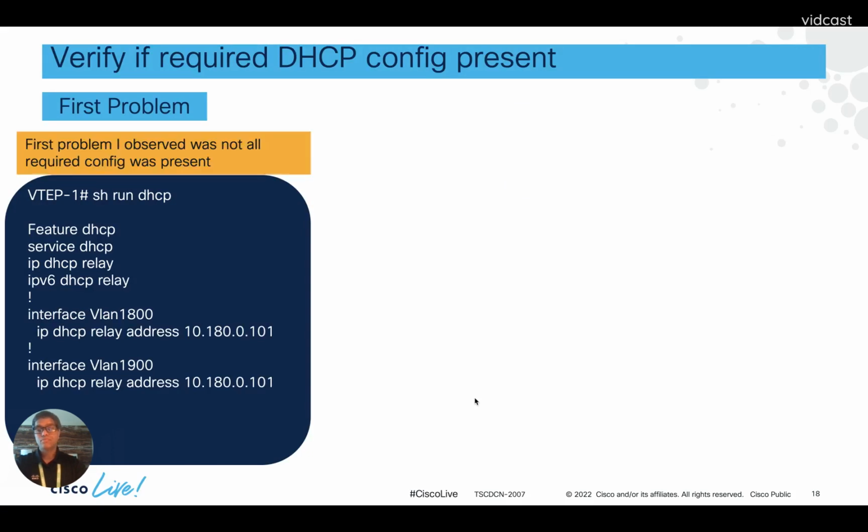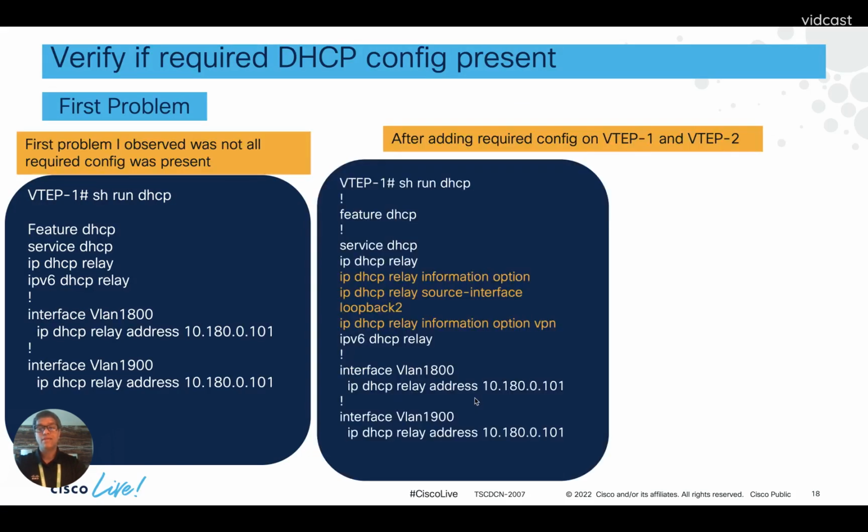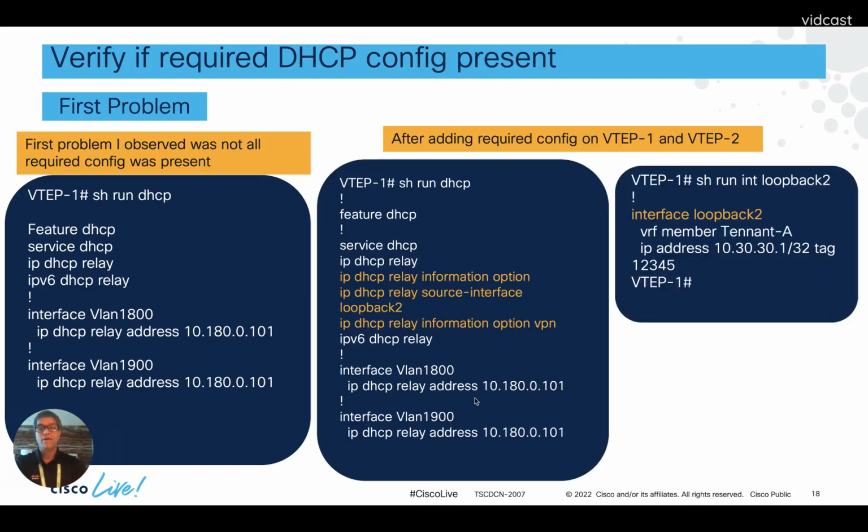I can see option 82 was not enabled, on the left you can see, and the unique loopback IP address was not configured. So that was the first problem I saw when I was troubleshooting with them. So we went ahead, enabled option 82, and configured the unique loopback IP address. And I asked them, hey, can you please go and check? And they said, no, it's not working.